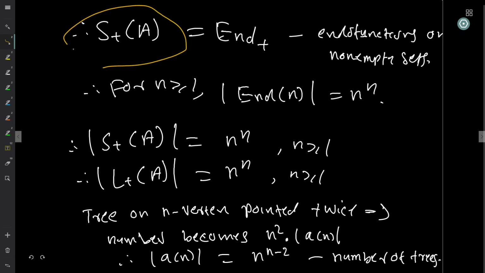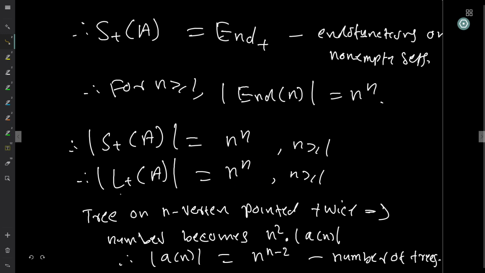Therefore, S plus of A is equal to N plus, because we look at the non-empty structures; if you have at least one element, we can talk about this. So for N greater than or equal to 1, the cardinality of End of N, we know, is equal to N raised to N. And therefore, because of this identity, the cardinality of S plus of A is equal to N raised to N for N greater than or equal to 1. But we know that these two are equinumerous. So the cardinality of L plus of A is also equal to N raised to N for N greater than or equal to 1.